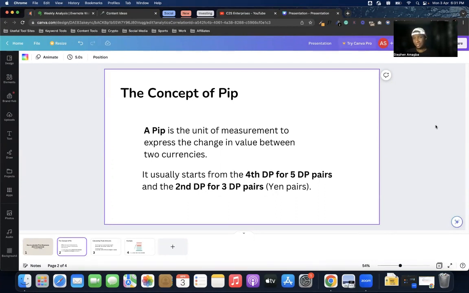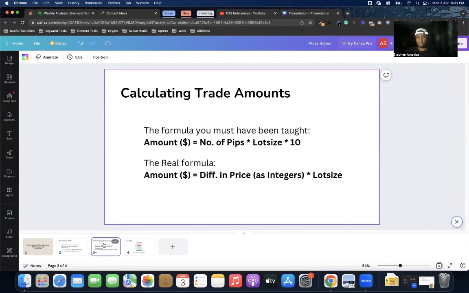To calculate it, it usually starts from the fourth decimal point. DP means decimal point. For the 5 decimal point pairs, like Euro USD for example, the calculation starts from the fourth digit. While for the 2 decimal pairs, it starts from the second decimal place. The 2 decimal pairs are usually the yen pairs and all that. So just something to take note of there.